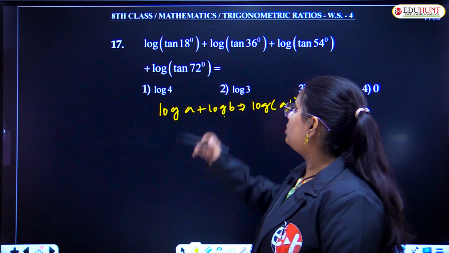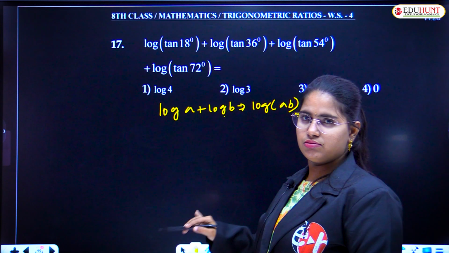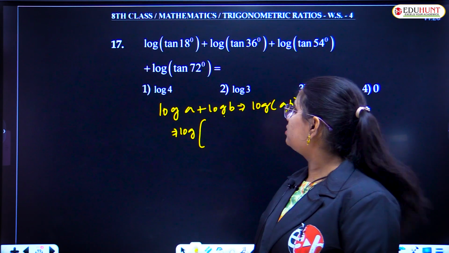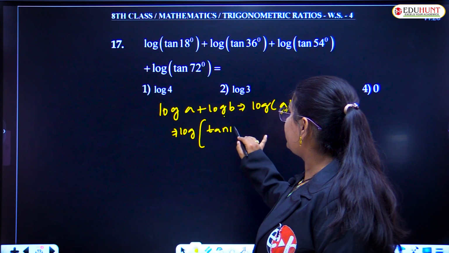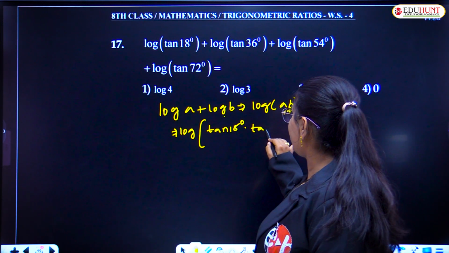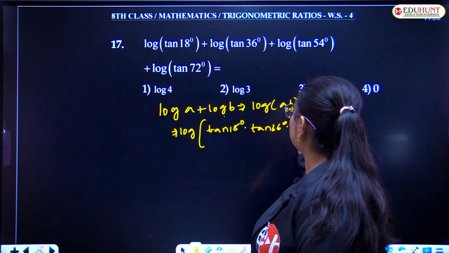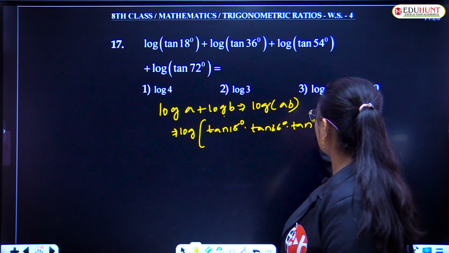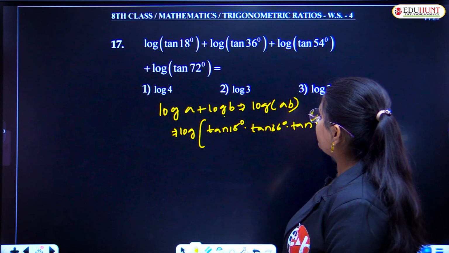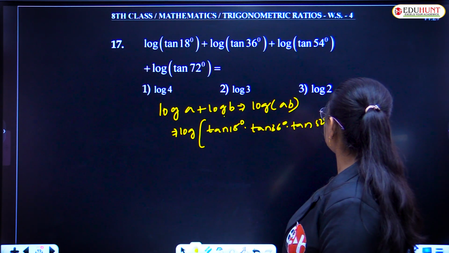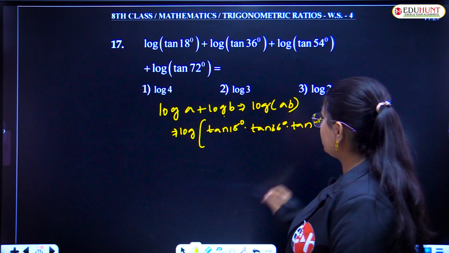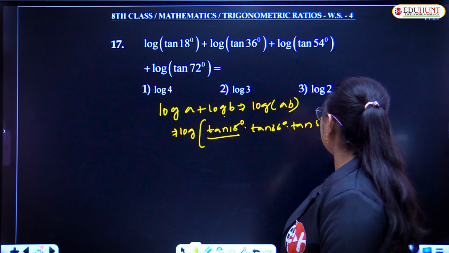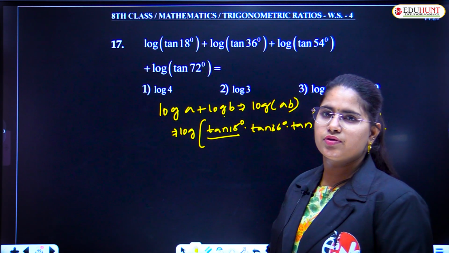Done. Chalo. So these are all under addition. So how can I write this question? Which is log, I will take common. So what I will get? Tan 18 degree into tan 36 degree into tan 54 degree, next tan 72 degree. Correct? Yes or no?